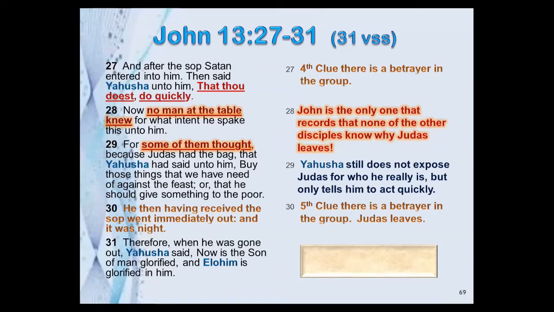In verse 30, he then, having received the sop, went immediately out, and it was night. There's your fifth clue that there is a betrayer in the group, and Judas leaves. Therefore, when he was gone out, Yahusha said, Now is the Son of Man glorified, and Elohim is glorified in him.